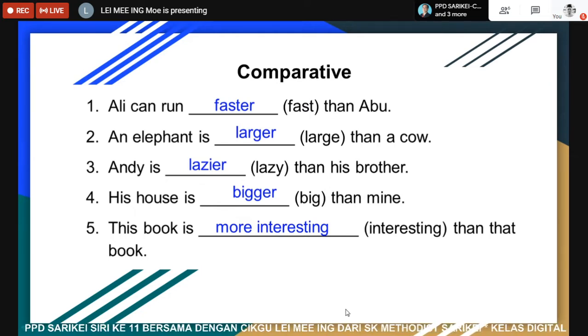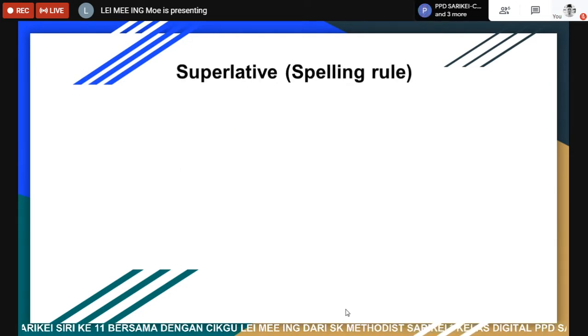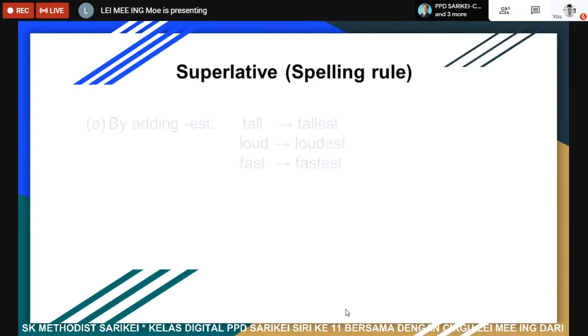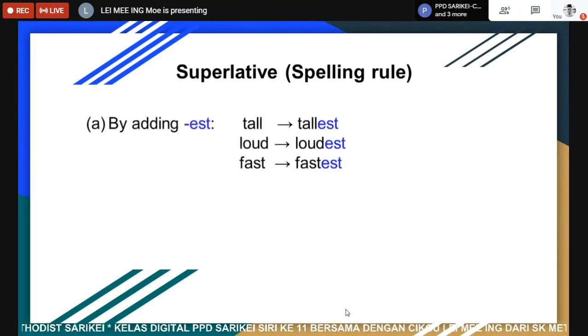Now we move on. The spelling rule for superlative. Just now was our comparative, right? Now is our superlative. So the spelling rules are almost the same as our comparative, just that some of the spelling is not the same. So the first one, by adding est. For comparative just now we add er. For superlative we add est.